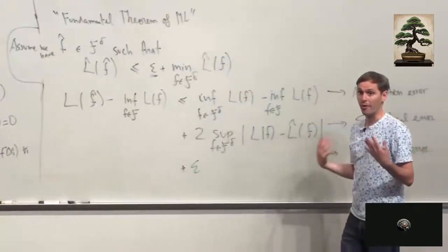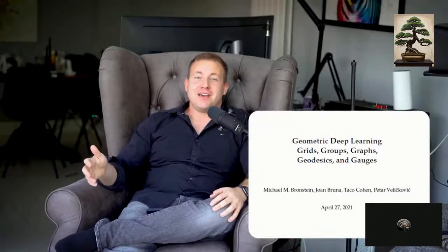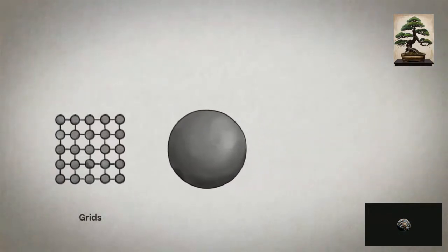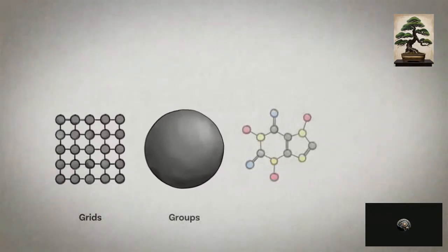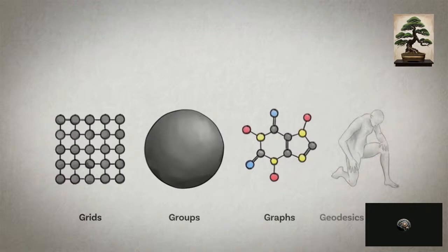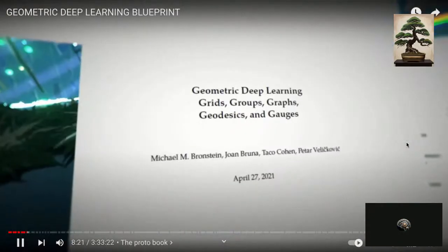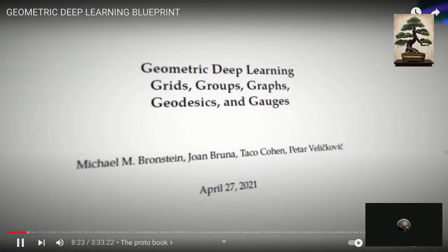So, introducing the geometrical deep learning proto book. Recently, Professor Michael Bronstein, Professor Joan Bruna, Dr. Taco Cohen, and Dr. Petar Velickovic released an epic proto book called Geometric Deep Learning: Grids, Groups, Graphs, Geodesics, and Gauges. These researchers are elegantly linking classical theory and machine learning and geometry and group theory to deep learning, which is fascinating.